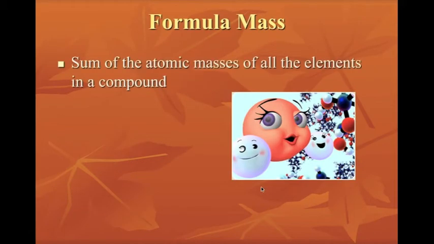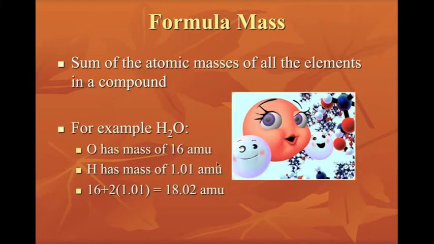Now, to find the formula mass, we take the sum of the atomic masses of all the elements in a compound. For example, water, H2O. We know that oxygen has a mass of 16 AMUs, and hydrogen has a mass of 1.01. To find the formula mass, all we have to do is add up the mass of each. Oxygen, we only have one of them, so the mass is just 16. Hydrogen, since we have two of them, we multiply 2 by the atomic mass for hydrogen, and that will add together to get the sum, because remember, sum means addition, and that will give us 18.02.